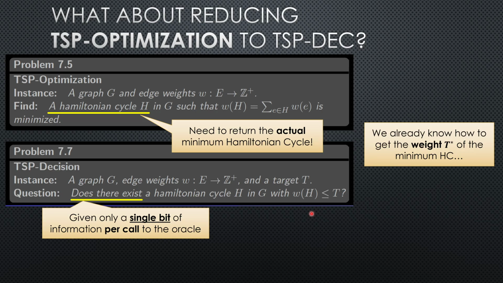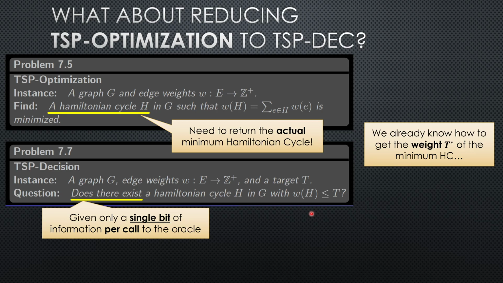What if TSP decision returns false? Well, in that case, there is no instance of a Hamiltonian cycle with this minimum weight T star in the graph anymore. By removing this edge E, we removed all of those Hamiltonian cycles that achieved weight T star. Well, okay, that's bad. We don't want to remove all of those optimal Hamiltonian cycles. We want to find one of those. We want to return it.